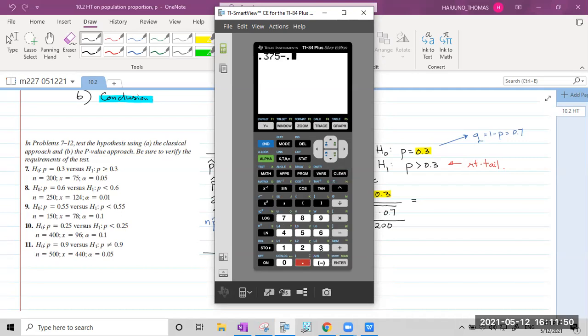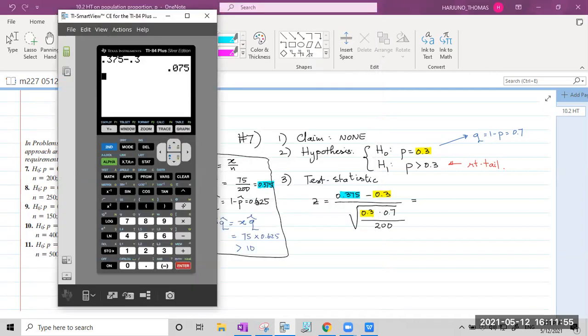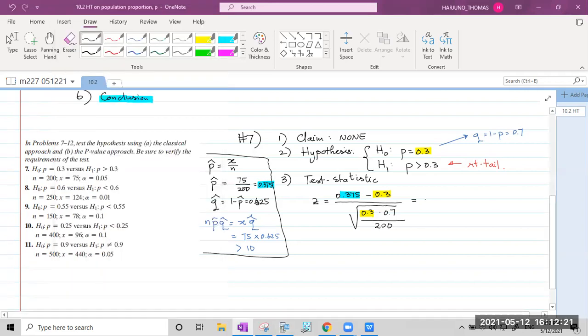So I have 0.375 minus 0.3. That's the numerator, right? Now then, divide that by the square root of, it's already inside the square root, 0.3 times 0.7 divided by 200. Now notice that 0.3 times 0.7 divided by 200 are all inside the square root, which is on the denominator. So I get 2.31455.